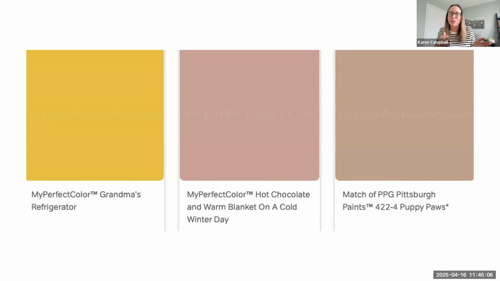So we've got grandma's refrigerator, hot chocolate, and a warm blanket on a cold winter day, and puppy paws. These are the names of these paint colors. We're not looking for what they have in common. We're looking at how we would name this. So now is your space to be as creative as you possibly would like to be. What would you name something that would tell you a story about grandma's refrigerator, hot chocolate, and puppy paws?